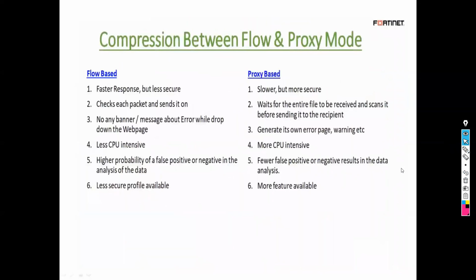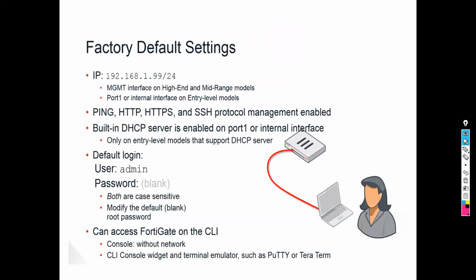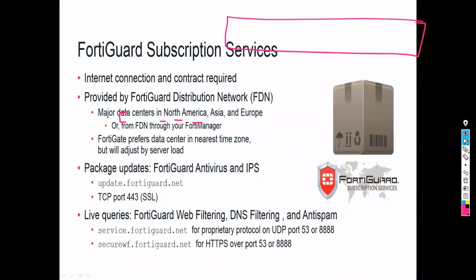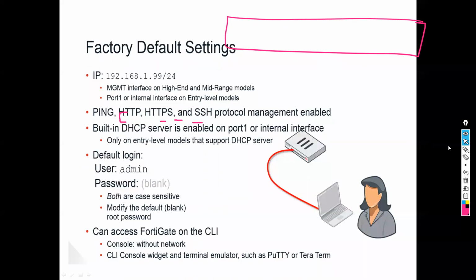So let's talk about the factory default setting first. For example, if I have a high-end model, let me show you the high-end model. These are the high-end models, the Fortinet 1000, 3000, 6000 series. On a high-end model you will get a dedicated management port. Yes, you have data interfaces, no problem. These data interfaces you can use to connect your LAN network, WAN side, DMZ portion.